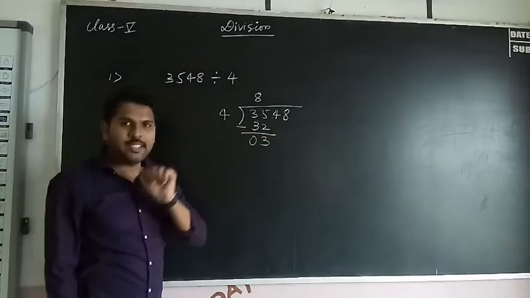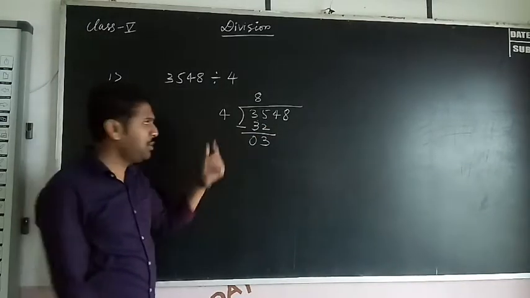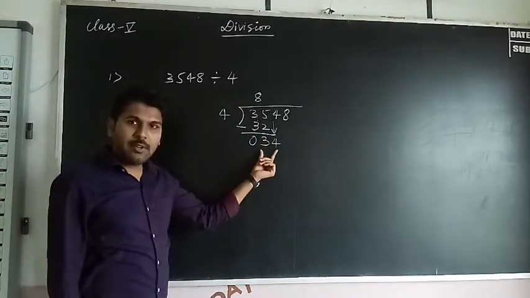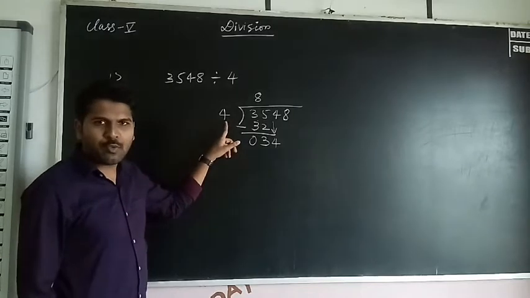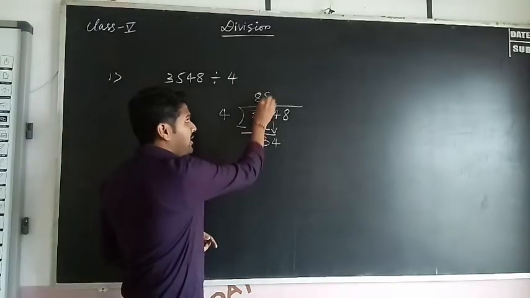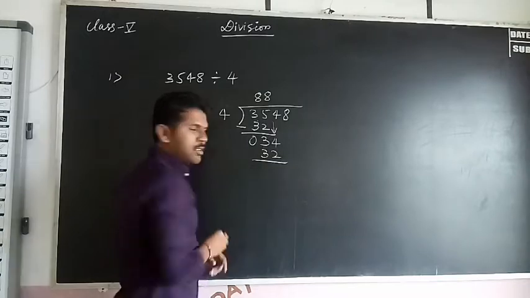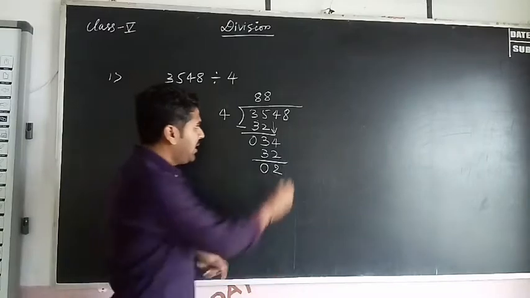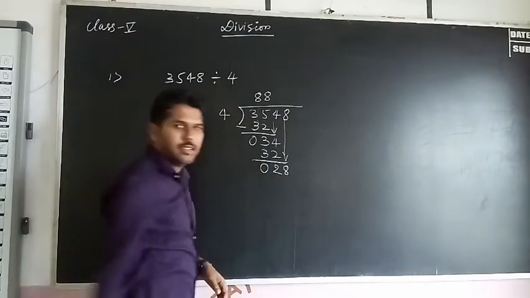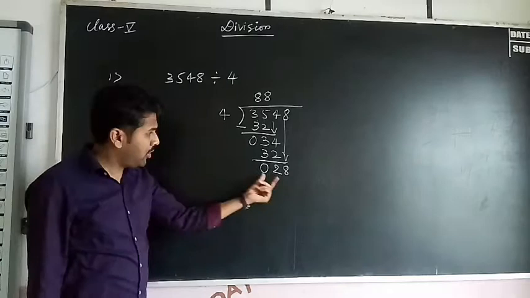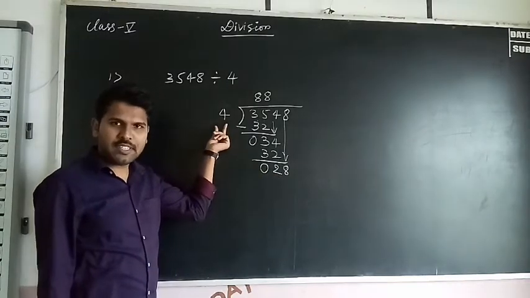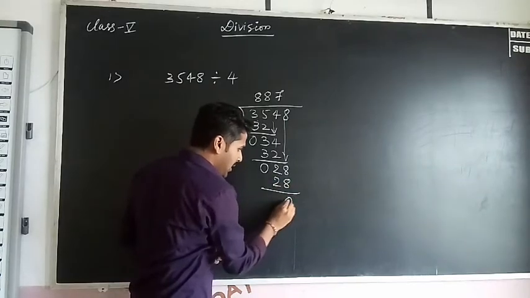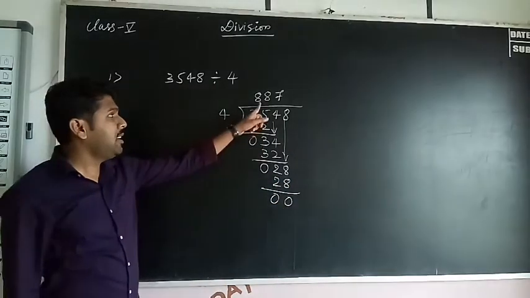Now take the next digit, because this is a 1-digit number. Take 4, again 34. Write down the nearest number in the multiplication of 4. 4 8s are 32. Again 4 8s are 32. So 4 minus 2, 2. 3 minus 3, 0. Now take 8 down. The 28 is in the table of 4. 4 7s are how much? 28. 4 7s are 28. So the remainder is 0.